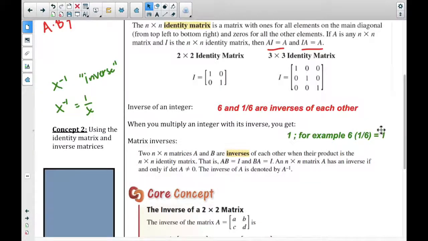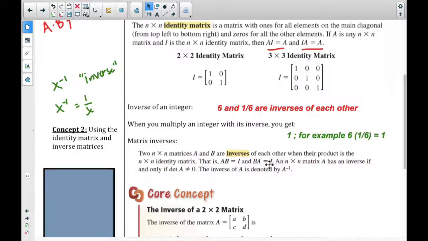Well, the same thing with matrices, that if you have a matrix and you have its inverse, you multiply them and you get 1. And so that's kind of what it talks about here. Two matrices A and B are inverses when their product is the identity matrix. So rather than in this case, when we just had plain old numbers, it was 6 times 1/6 is equal to 1. When we have matrices, A times B, if they are inverses of each other, they're going to give us the identity matrix, which is one of these up here, or again, 4 by 4 or whatever.